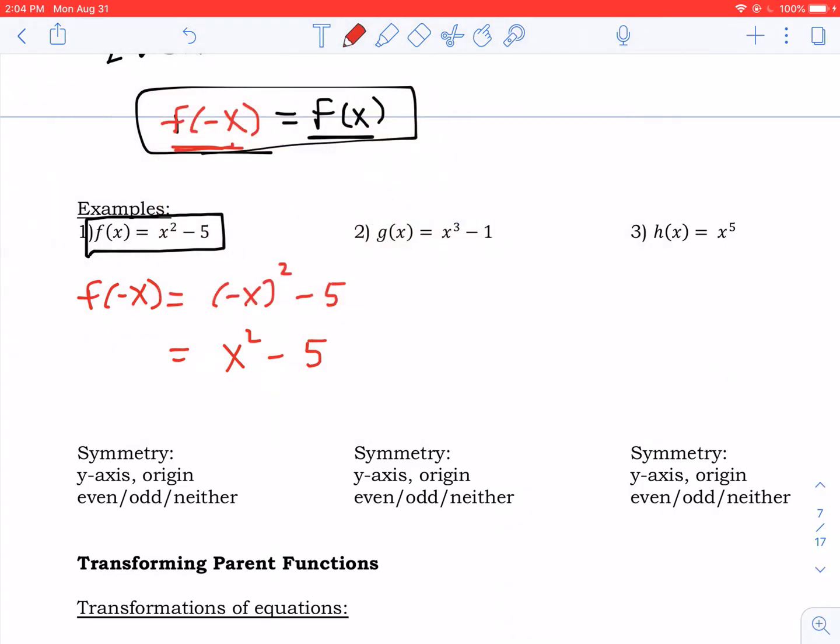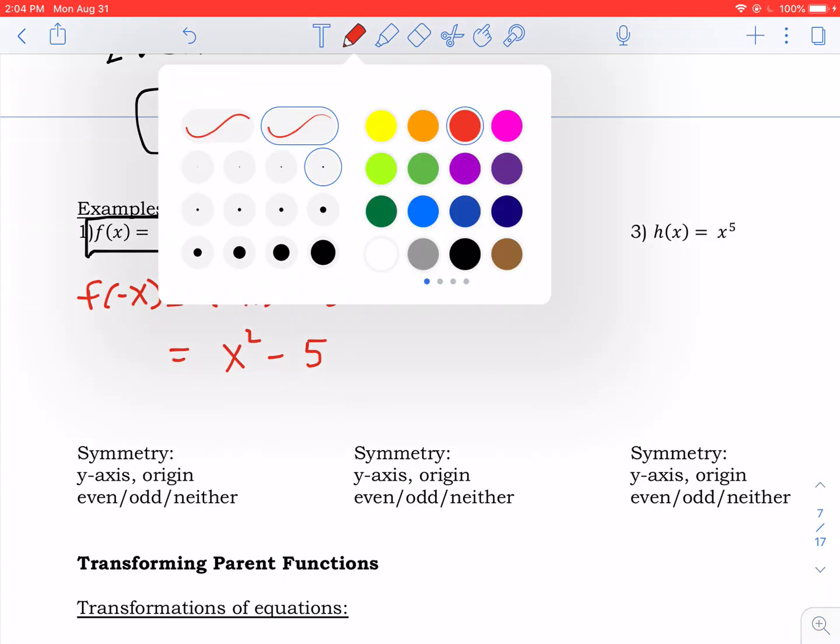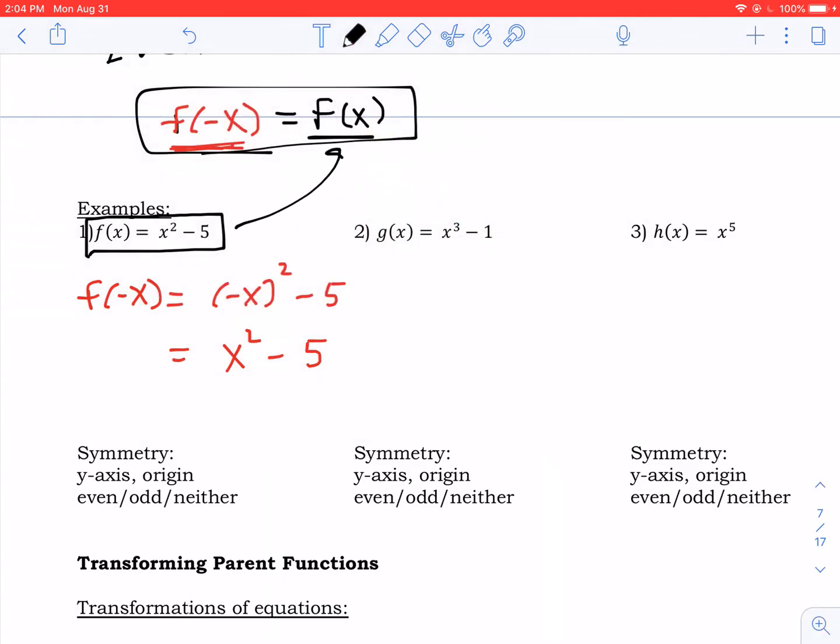Sorry, the video cut out. Let's remind ourselves what we were doing. We were trying to prove that this was an even function. So we said, okay, is f of negative x equal to f of x? Well, we've known from the beginning of the problem what f of x was. So really the question was, is f of negative x the same as the original function? And we did some work just now, and we ultimately found that f of negative x was equal to x squared minus 5.